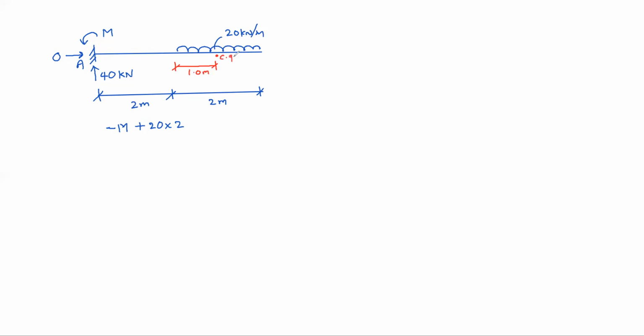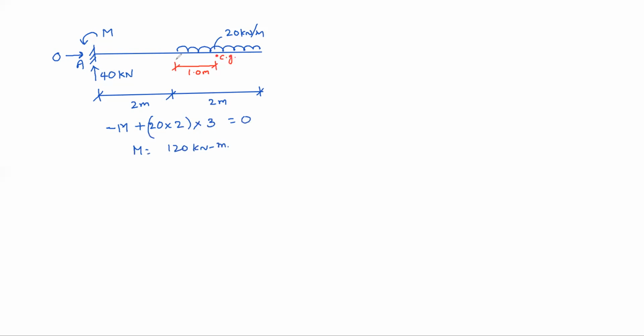CG of that load. So about A, the distance is 2 plus 1, 3. So 20 into 2 is the load. So actually 20 into 2 is the load into 3 meters, equal to 0. So M equal to 20 into 2 into 3, that is 120 kilonewton meter. So that moment can be taken about any point.